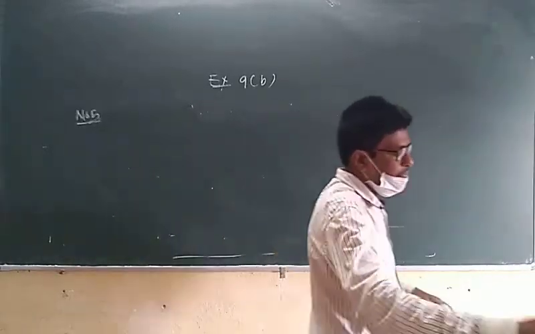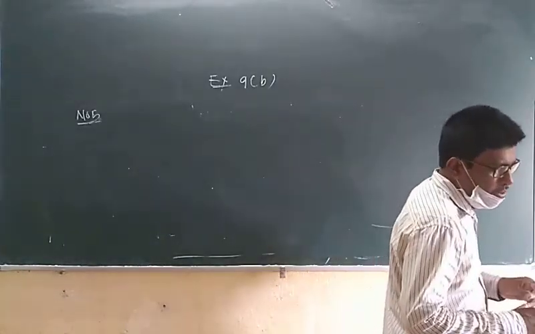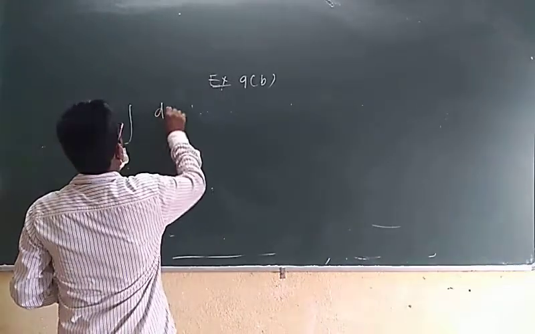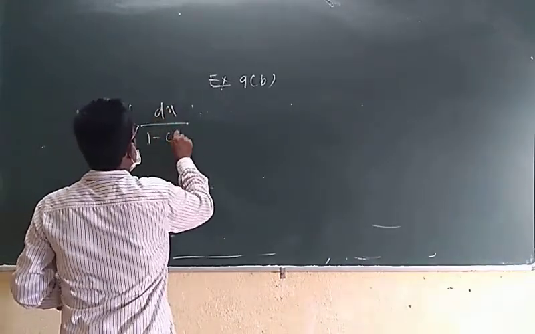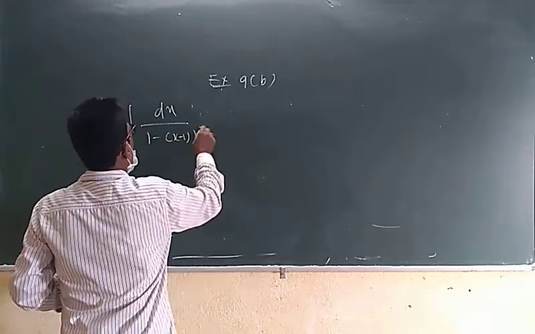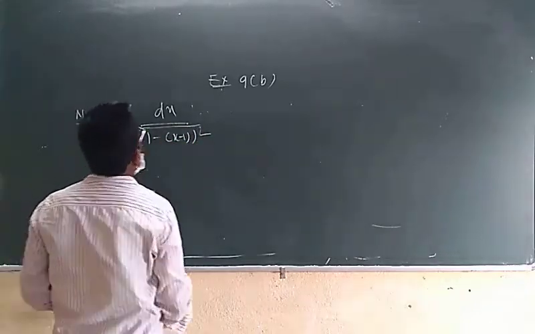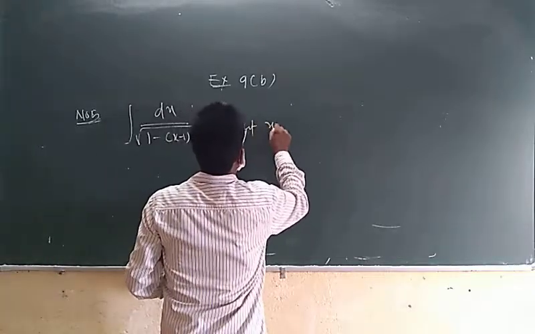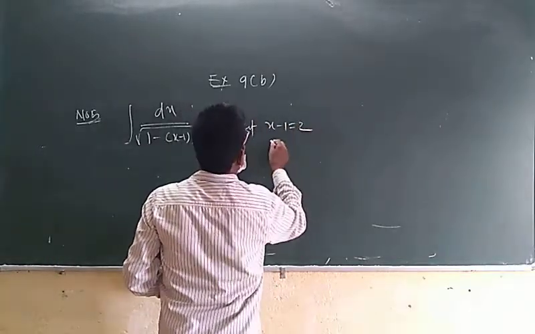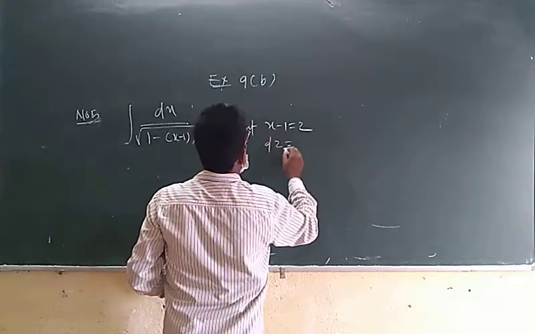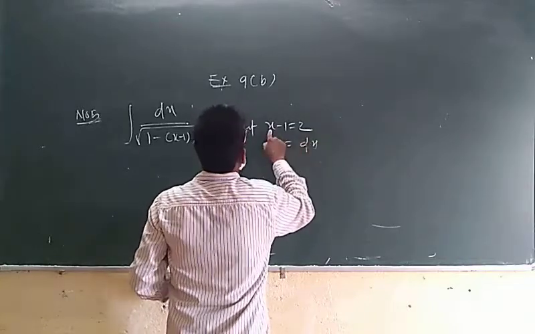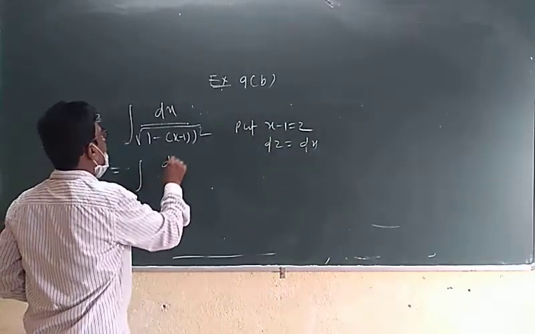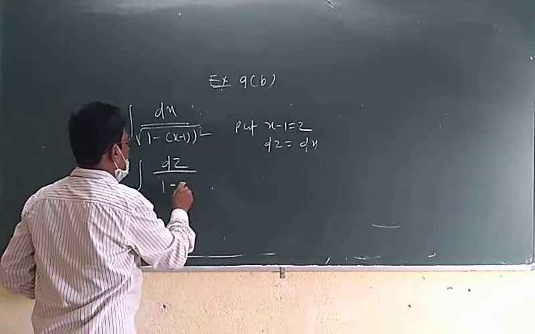Number 2i is integration of dx by root over 1 minus x minus 1 whole square. Put x minus 1 is equal to z. So dz is equal to dx, because the derivative of x minus 1 is 1. So the question becomes dz by root over 1 minus z square.